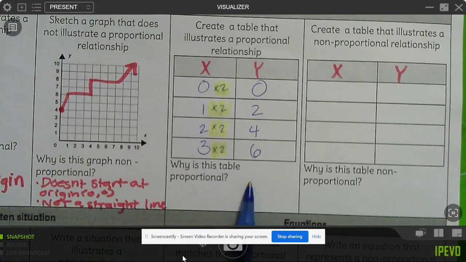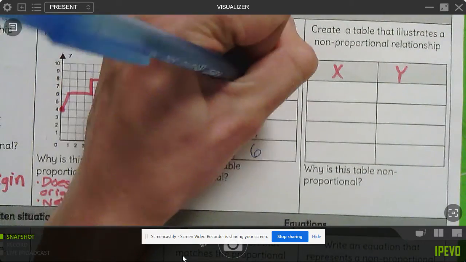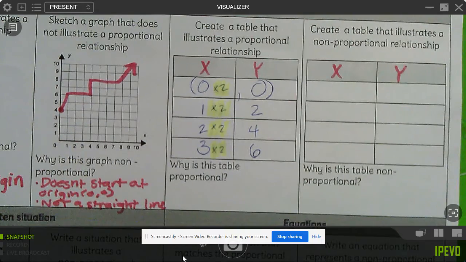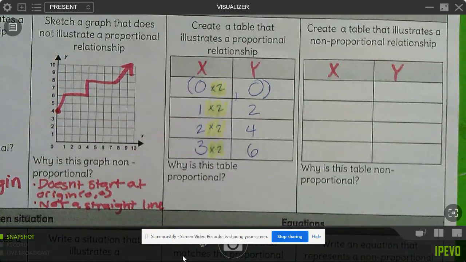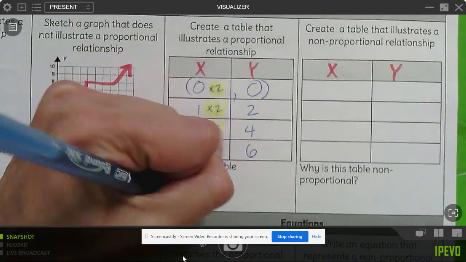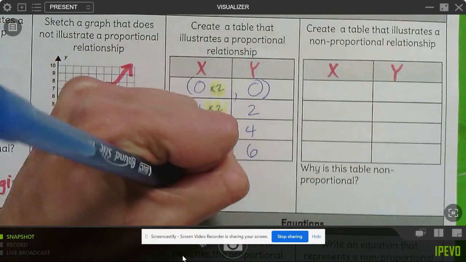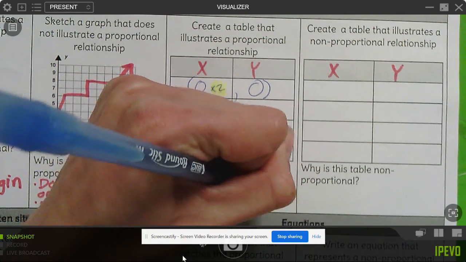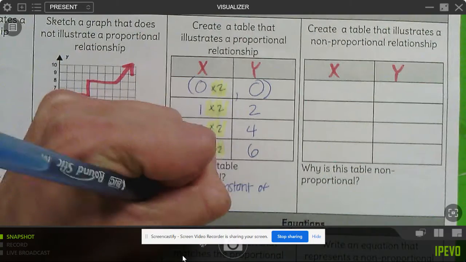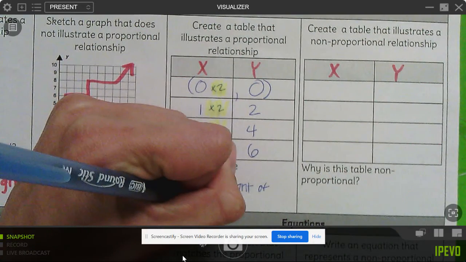Why is this table proportional? Well, first of all, it starts at the origin, or we know it has a point that goes through the origin, but also it has a constant of proportionality, or the x value is being multiplied by the same number every single time. So you could just say it has a constant of proportionality.